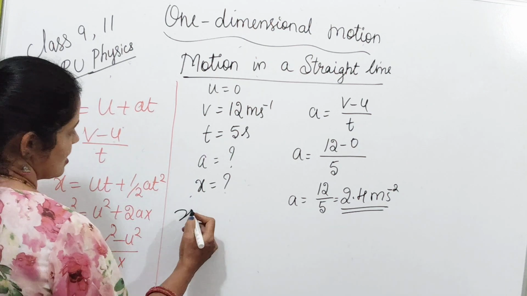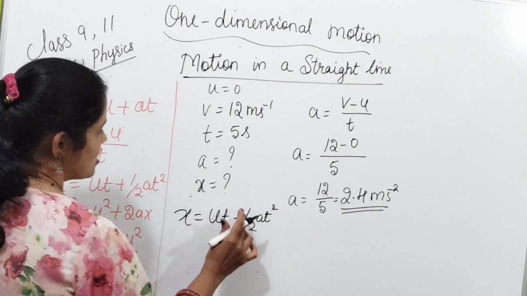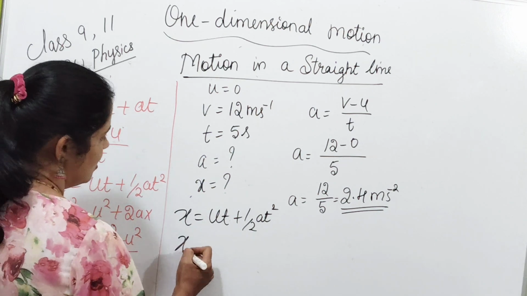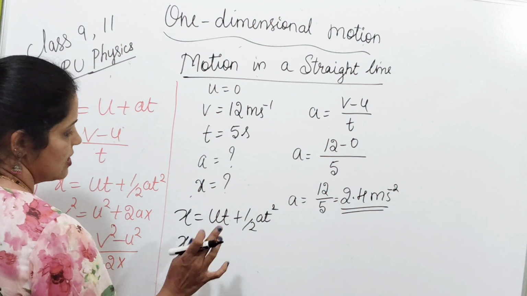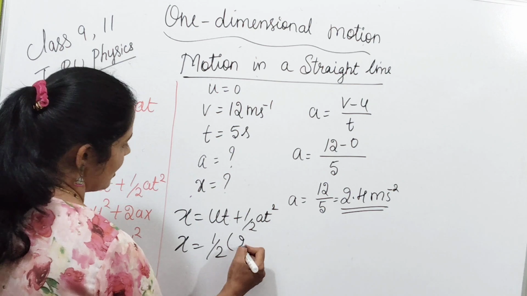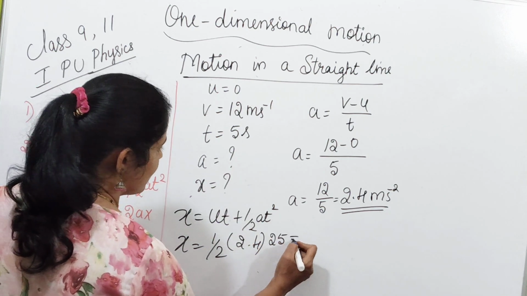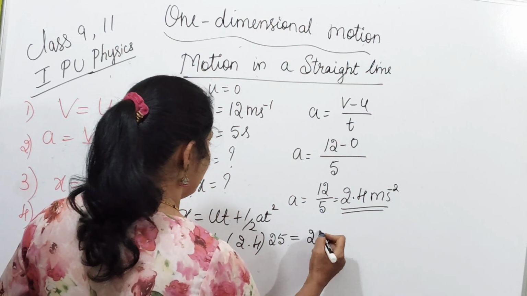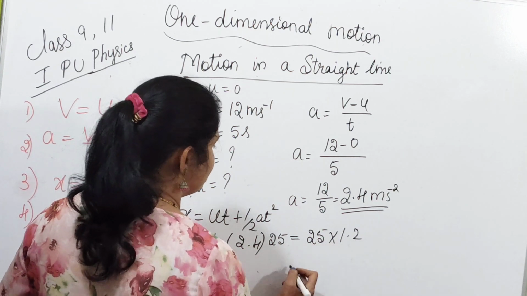To find out distance covered, use this formula: ut plus half at square. Suppose t is not given, then you can use another formula to find distance covered. So here u is 0, therefore the first term will be 0. 0 into anything is 0, no need of writing that. Now half acceleration, we just calculated 2.4, and t is 5, 5 square is 25. So just multiply: 1.2 into 25.